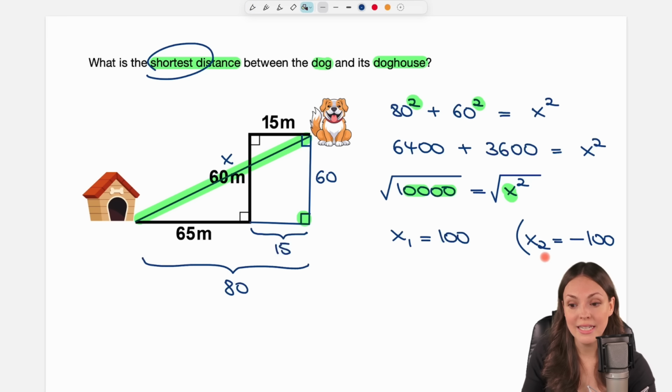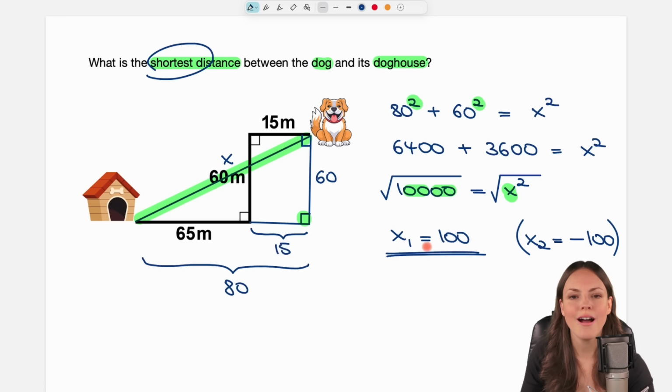But we don't need the negative solution here for our problem because our x is the length of this side here and it has to be positive. So we cannot use this negative solution here, but we don't need it. We only needed the distance, the shortest distance from the dog to its doghouse, and that is 100.